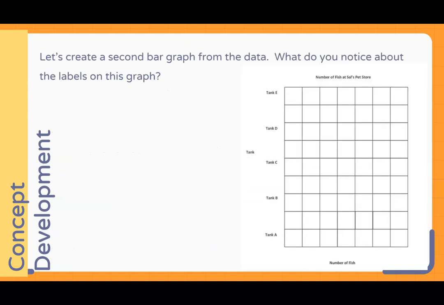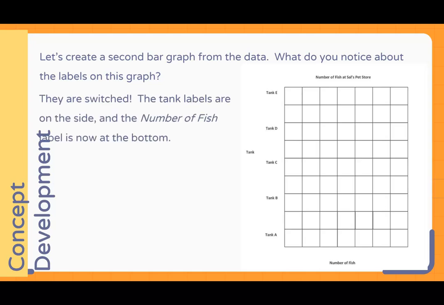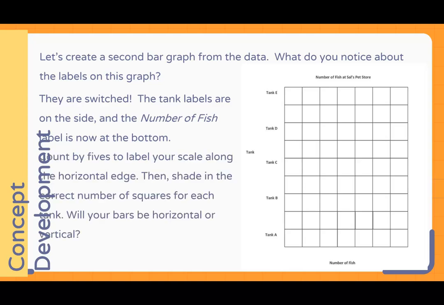Okay. So we're going to make a second bar graph from the data. Okay. What do we notice about the labels on this graph? What is the difference here? The difference is we have everything switched. Title's in the same place. No, sorry. Yeah, the title's in the same place. The number of fish is at the bottom and the tanks are on the side. So they flip the number of fish and the tank. Okay. Everything is still the same.